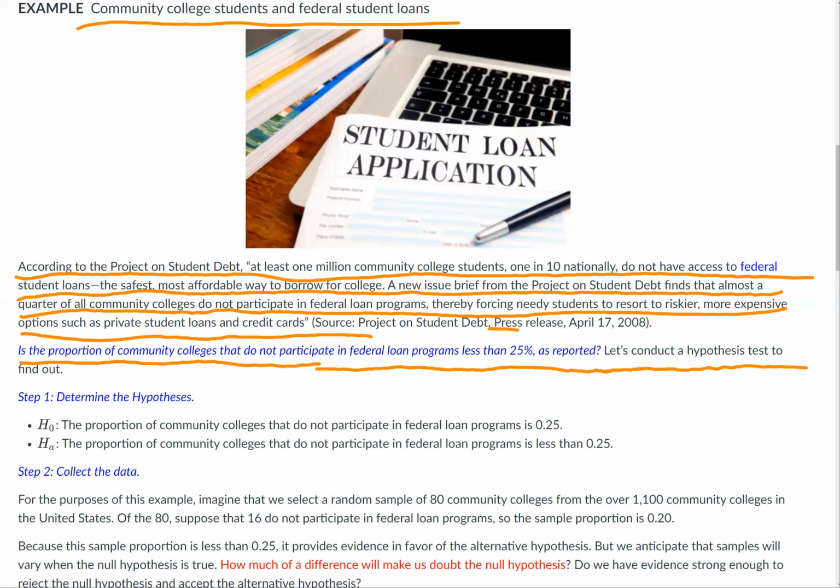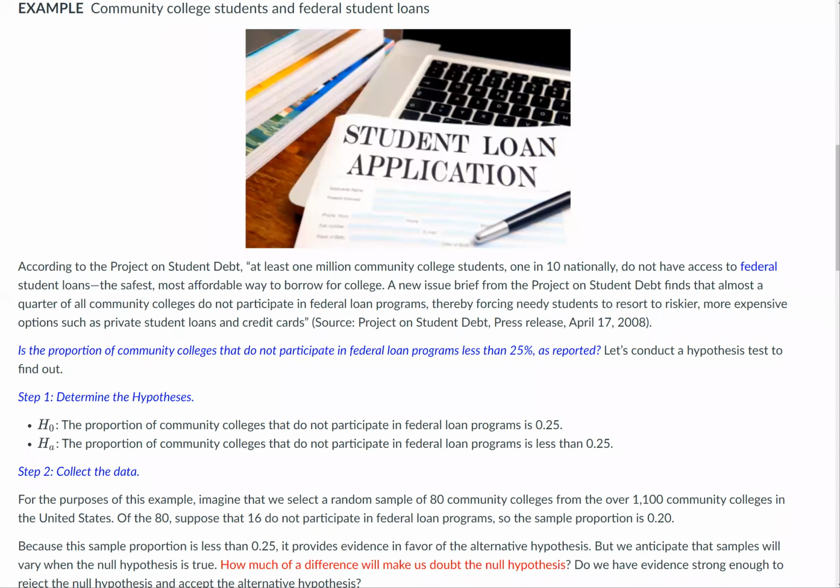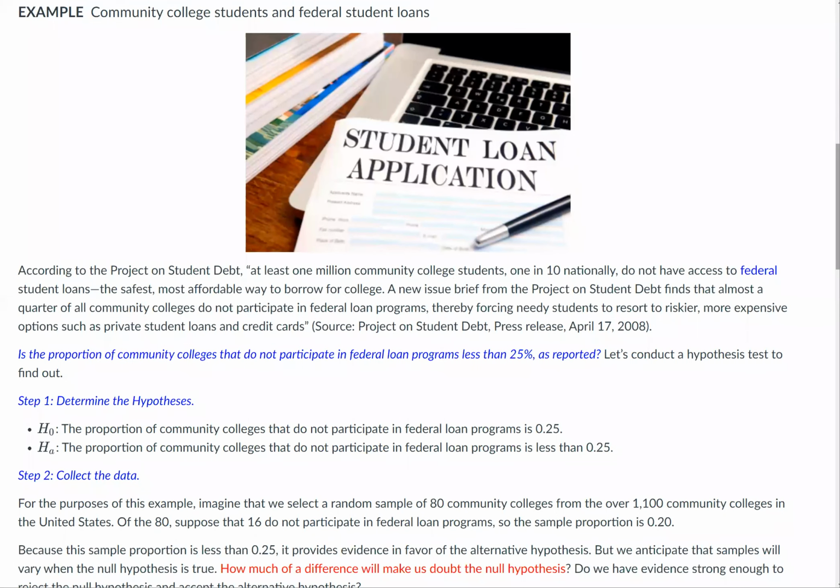So notice that they said less than 25. That'll be in our alternative hypothesis. The null hypothesis will probably say something about is equal to, because that's kind of the status quo. That's what's been thought to be true for a long time. But now we're starting to question it. That would be our alternative hypothesis.